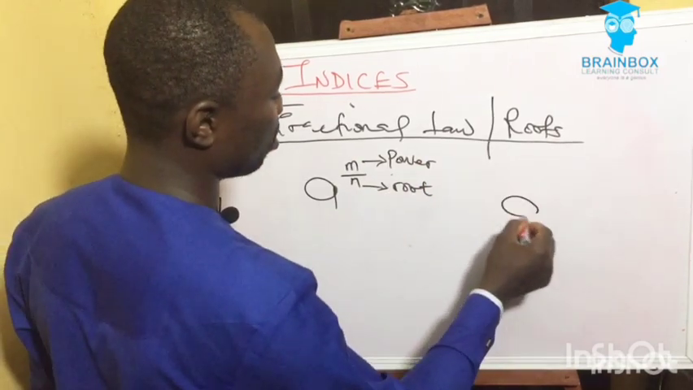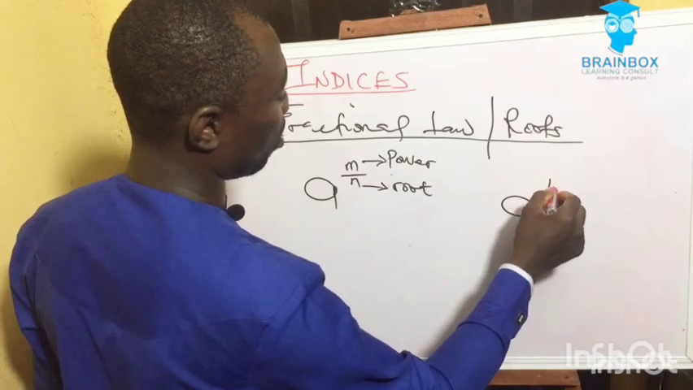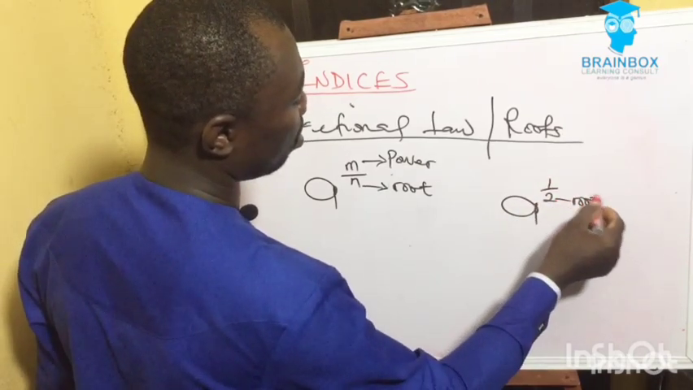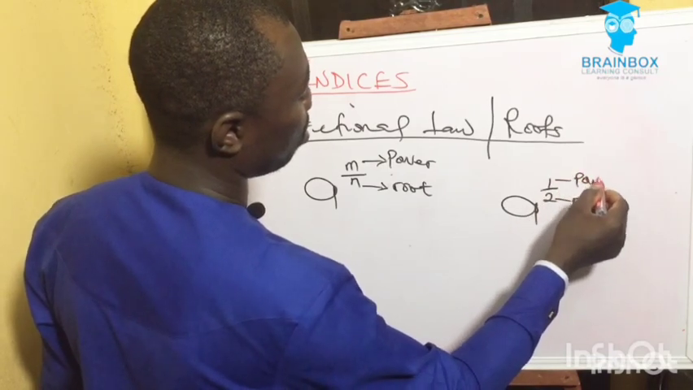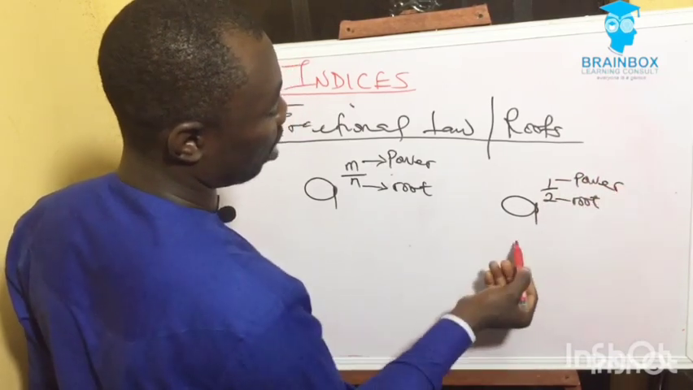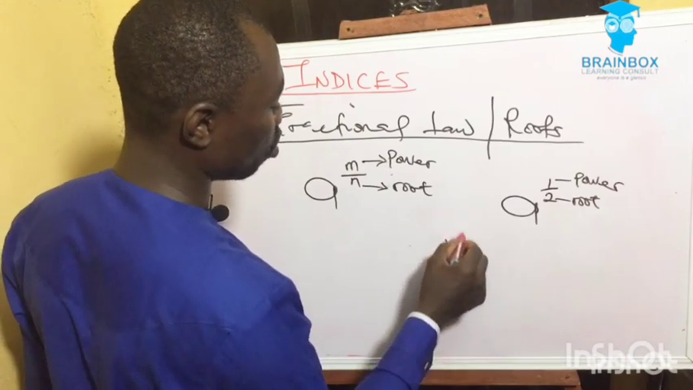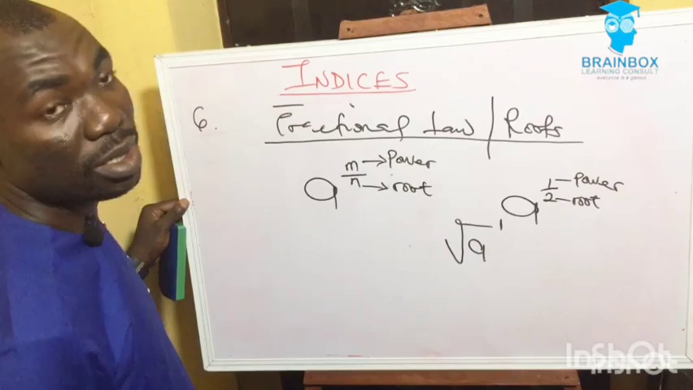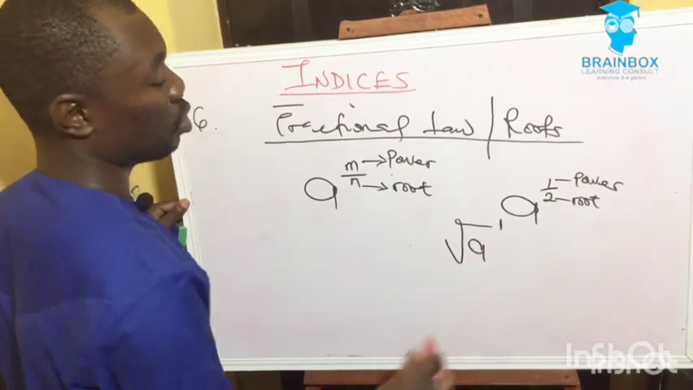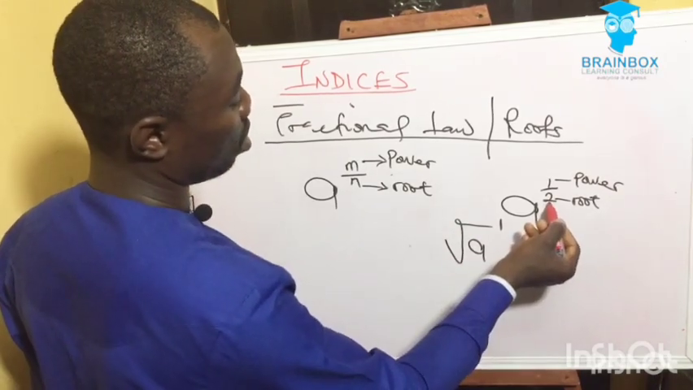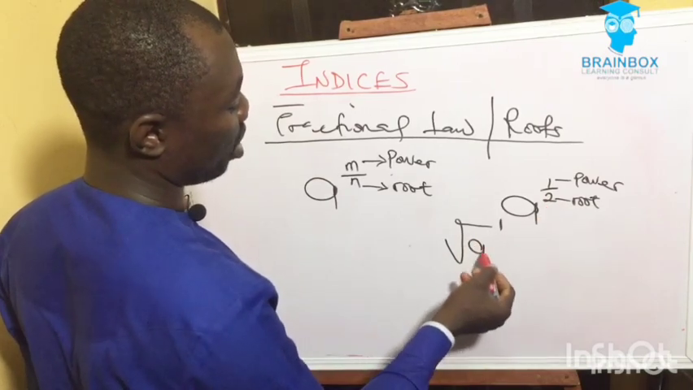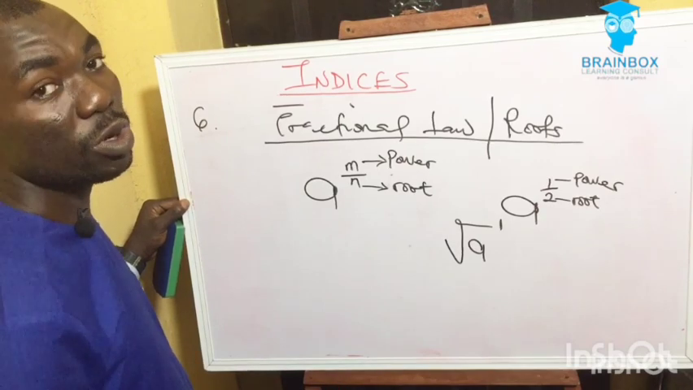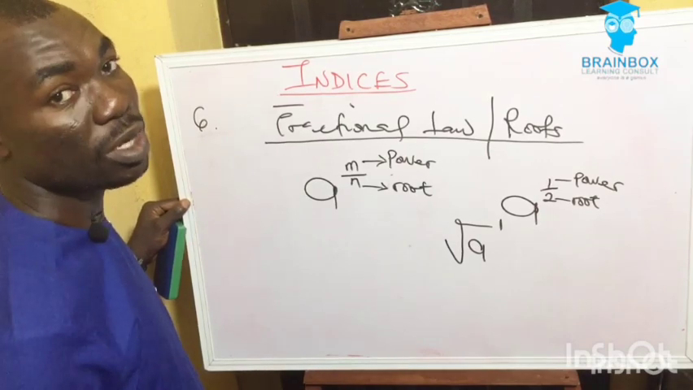What do I mean? Let's say this is 1 over 2. Now, this is the root, and this is the power. So we can express it as the root of a raised to the power of 1. So we can say square root of a raised to the power of 1, because 2 is actually square root. Now we have cube root, fourth root, fifth root, and so on.